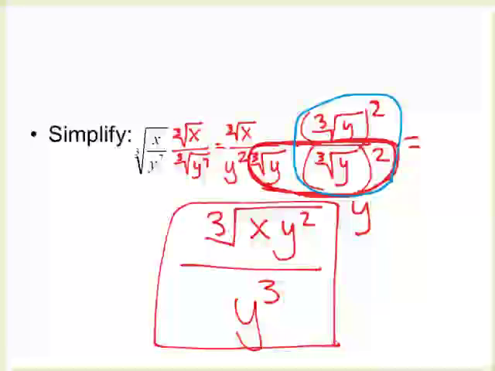Why is there y cubed at the bottom? I got a y from multiplying all of those cubed roots of y together. So multiplying 3 cubed roots of y gives me a y, but I already also had a y squared out there, so y squared and y make y cubed. Okay.